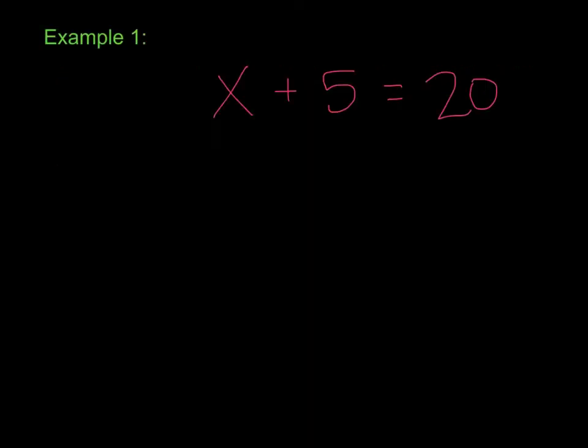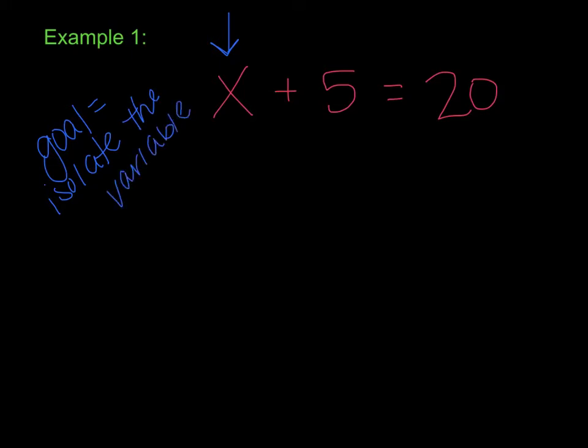The first example we're going to look at today is x plus 5 equals 20. So our goal is to isolate this variable. Okay, so I'm going to just make a note here. Goal is isolate the variable. In order to get x by itself, we're going to have to get rid of this. It needs to go to the other side.